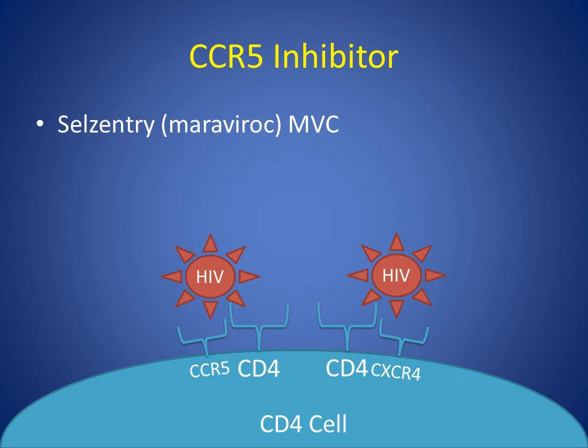If HIV uses CCR5 to bind to and enter the cell, then we can use Selzentry. However, if the patient's strain of HIV uses CXCR4 as the co-receptor to enter the cell, then we can't use Selzentry, as Selzentry only blocks CCR5 and not CXCR4. The test that we use to determine which co-receptor the HIV virus uses is called a tropism profile.